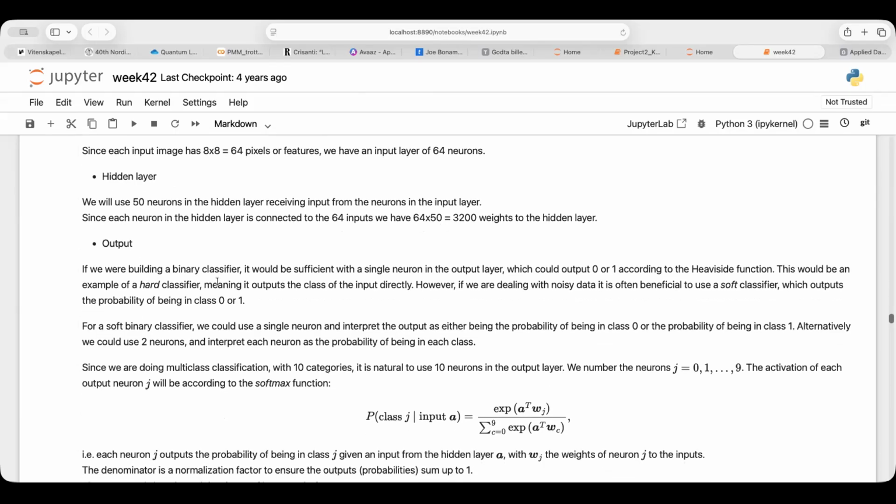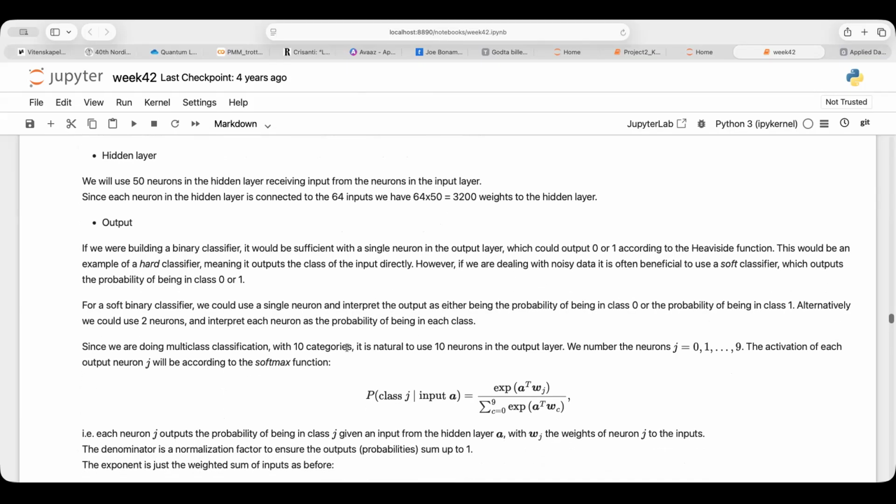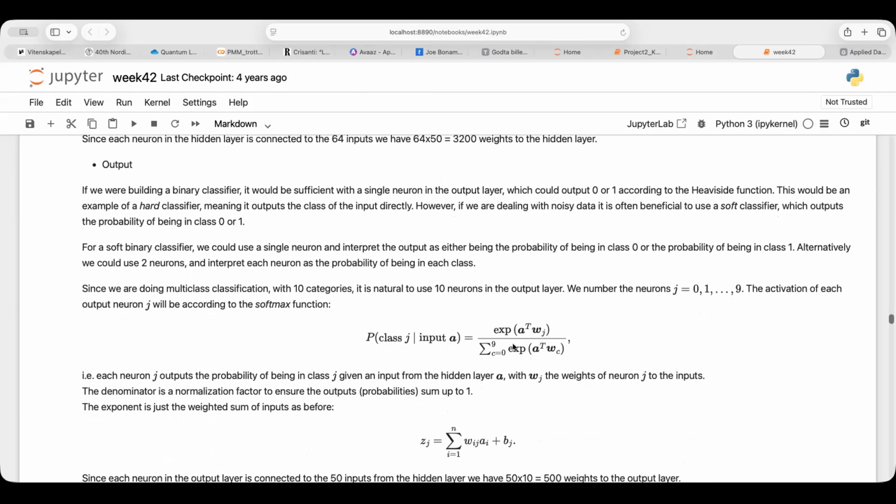So if we now look at these handwritten numbers, we are going to have 10 categories, and then we would typically use 10 neurons or 10 nodes, as we call them, in the output layer. And then we will have the softmax function to give a probability to the given type of output. So each neuron J outputs a probability of being in a class J, given an input from the hidden layer. And this input is A, with a weight WJ.